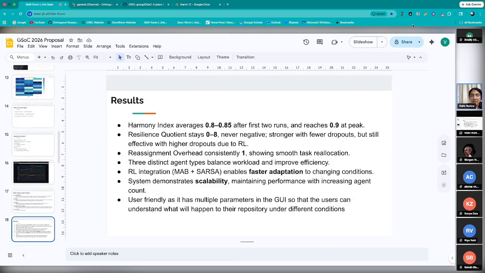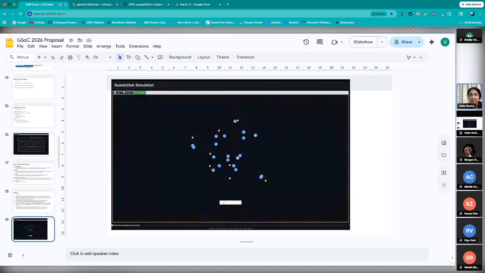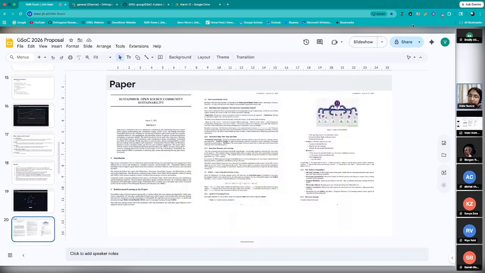So this is just a few results of my project from last year. This was the simulation where the blue circles are the contributors, and the yellow squares are the tasks. So if the contributor touches the task, that means it's done. It was just a simulation that I wanted to show, apart from the math and the outputs which were there in the GUI. And I documented everything into a paper which is available on GitHub right now in the same repository where I did the project.